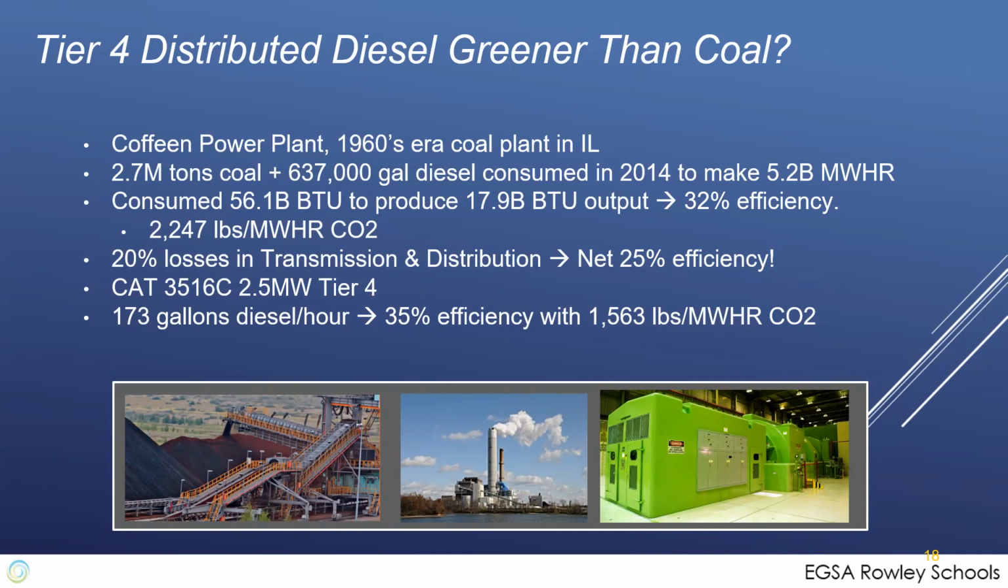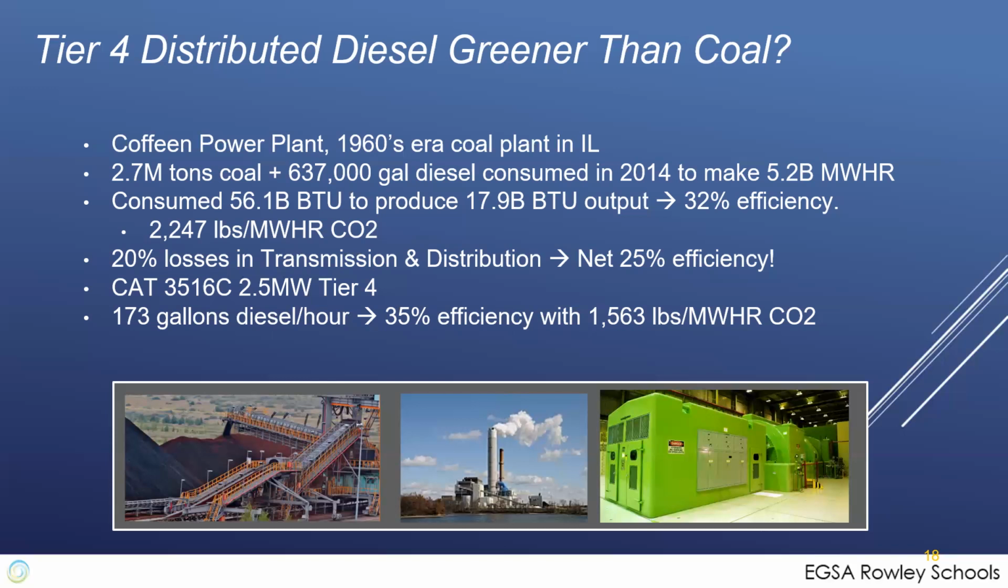than coal. Here's a power plant from Illinois, Coffeen in Illinois. It's since been shut down, but it's a 1960s era coal plant. In 2014, it burned 2.7 million tons of coal and 637,000 gallons of diesel to make 5.2 billion megawatt hours of energy. So if you run that into BTUs and do the conversion, you'll find that overall it is about 32% efficient, which is about what you expect on a plant.